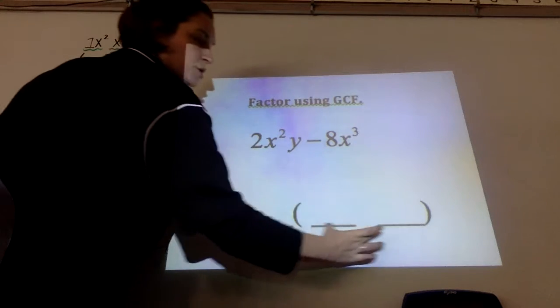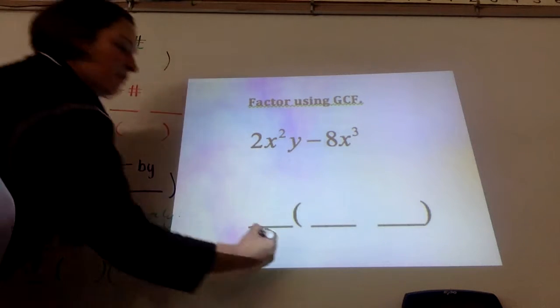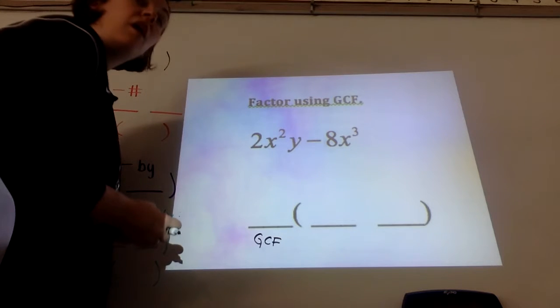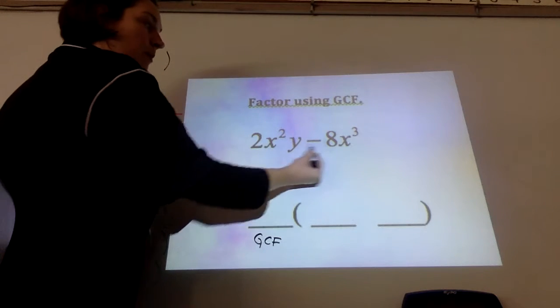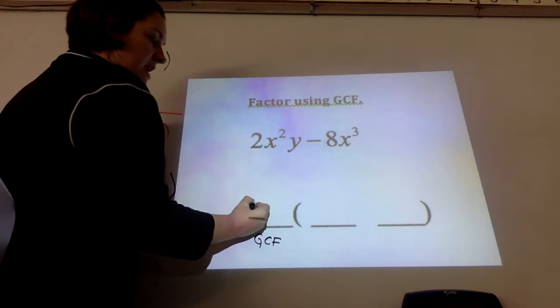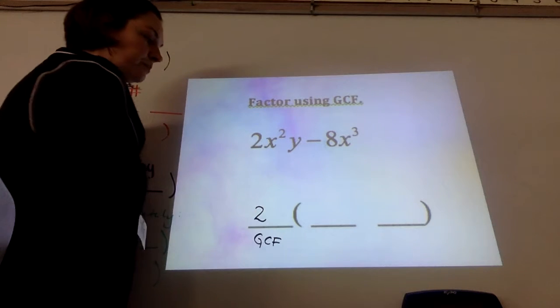1, 2 creates 2 lines on the inside with the GCF going out front. The questions you want to ask yourself are, when I'm looking at the numbers, what's the biggest number that divides into both of these? In this case, it's going to be a 2.